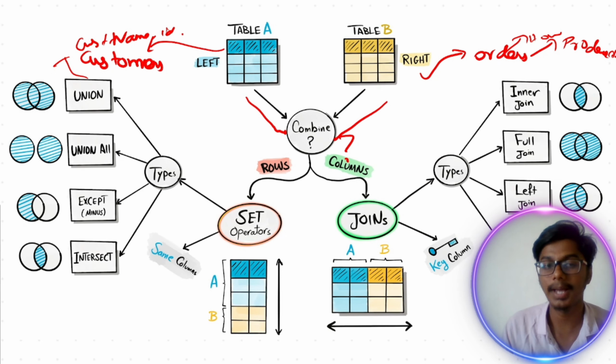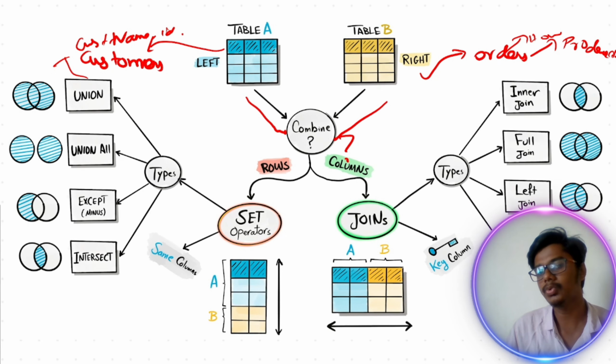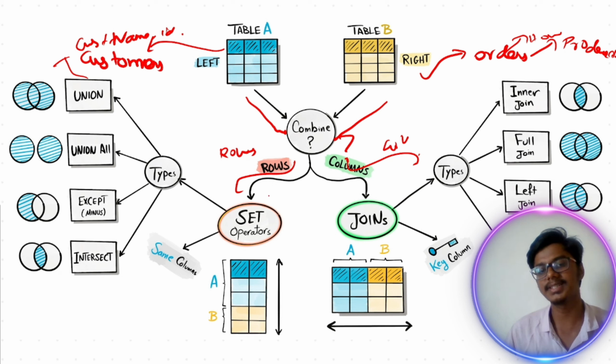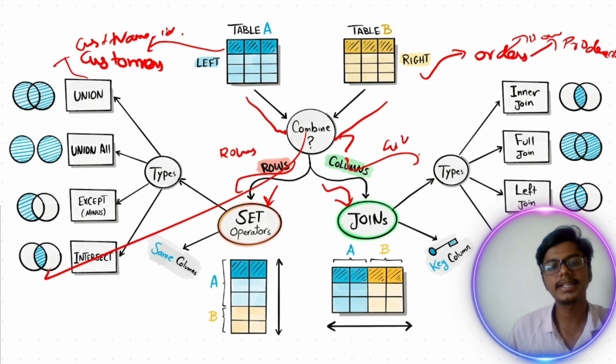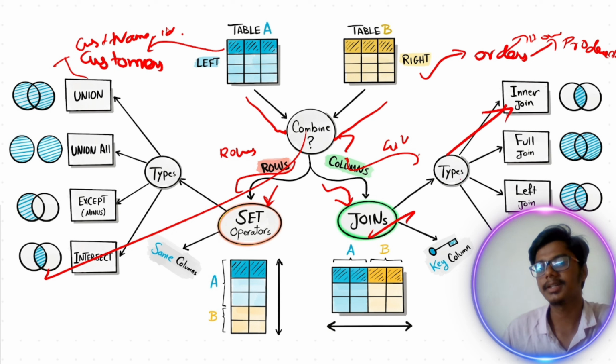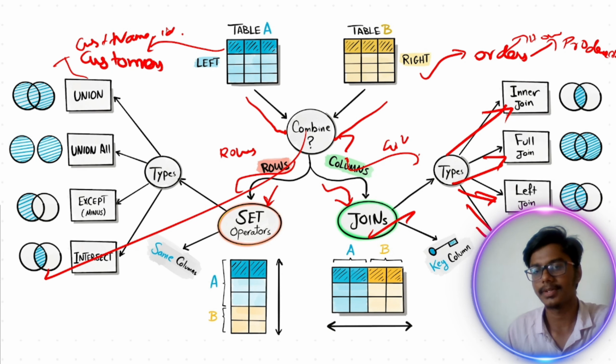Are you guys following? I am explaining very clearly. We want to combine two tables, and we can combine them in two ways: based on the rows or based on the columns. If you combine based on the rows, it's called set operations, and if you combine based on the columns, it's called joins. Later we will discuss sets. Today's agenda is joins. In joins we discuss the types: inner join, full join, left join and right join. Okay, so let's get into it.